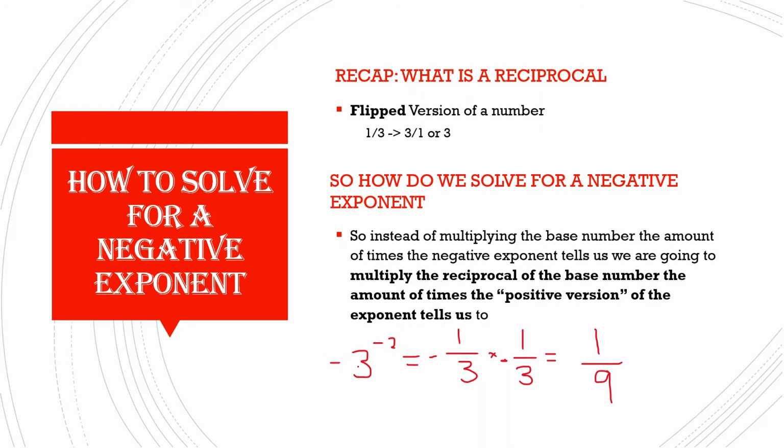So it doesn't matter if the base number is negative, it won't change anything. We know the reciprocal of -3 is not 1 over 3, but -1 over 3. So we would multiply that by -1 over 3 again, and we would get positive 1 over 9, since in this case you can see the negatives cancel out. And we can see that we multiplied it the amount of times the positive version of the exponent tells us, and in this case the positive version of -2 would be 2. So we multiply -1 over 3 2 times, and we got 1 over 9.